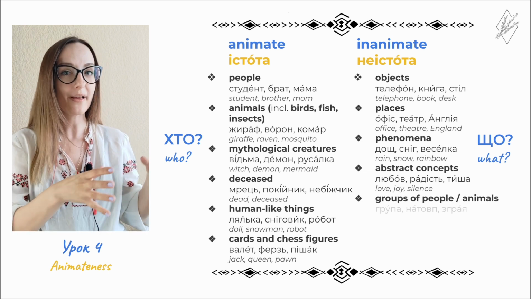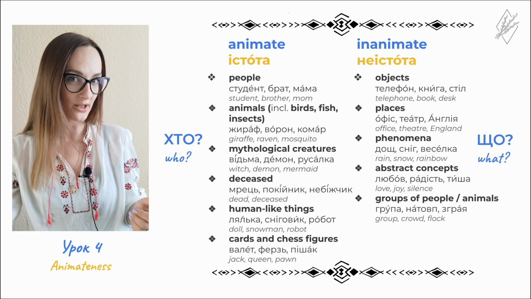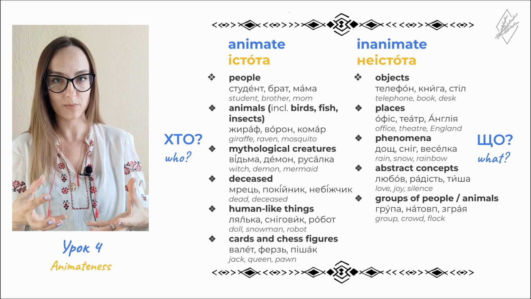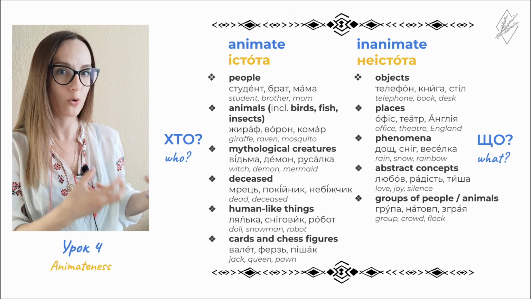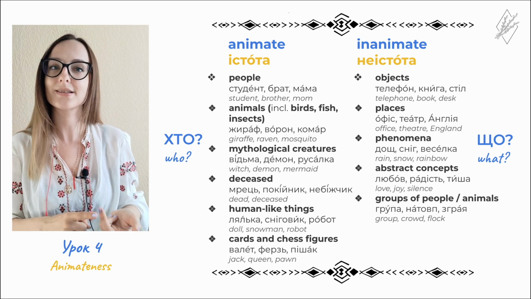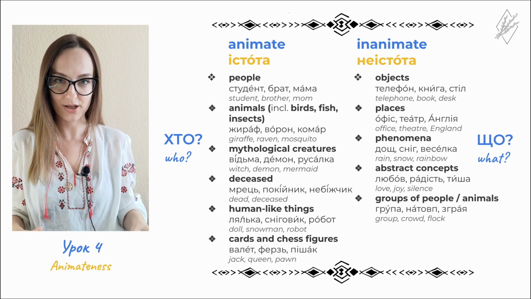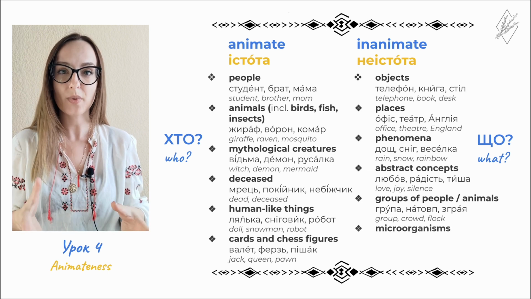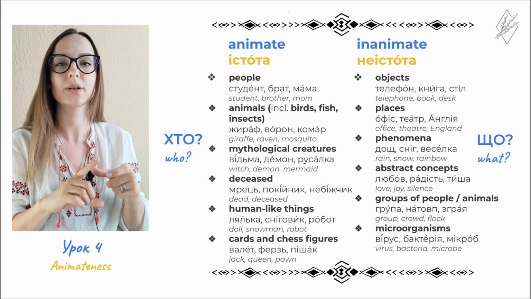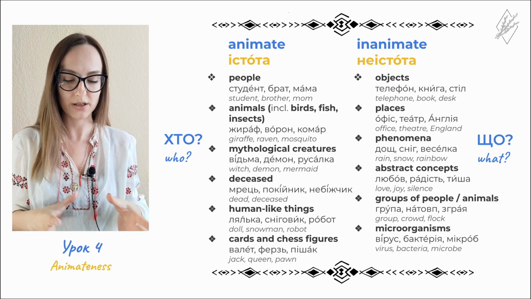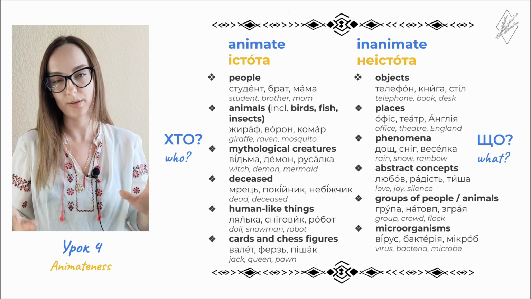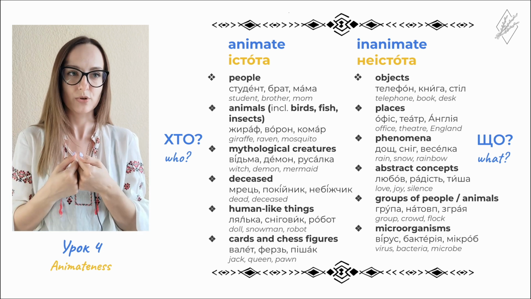Groups of people and animals. So we just said that people and animals are animate, but names of their groups will be inanimate and answer the question що, what. For example, група, натовп, зграя, they're inanimate. And different microorganisms, those that are tiny, that we can see only in microscope, they will be also inanimate. Virus, bacteria, microbe, inanimate. So this is how we distinguish these two categories.